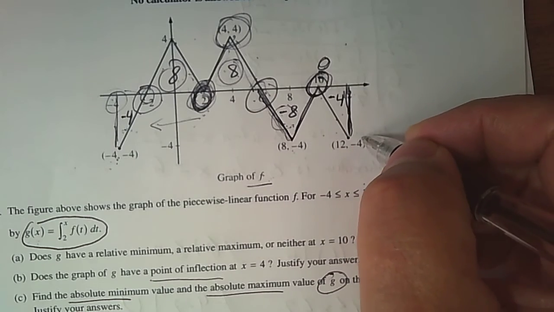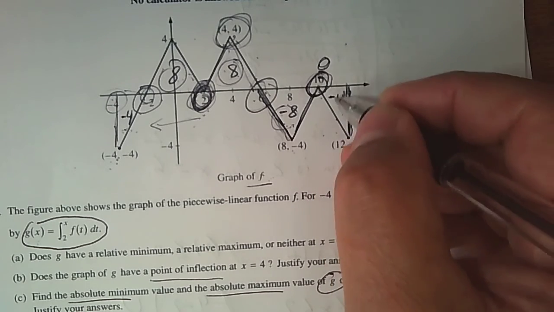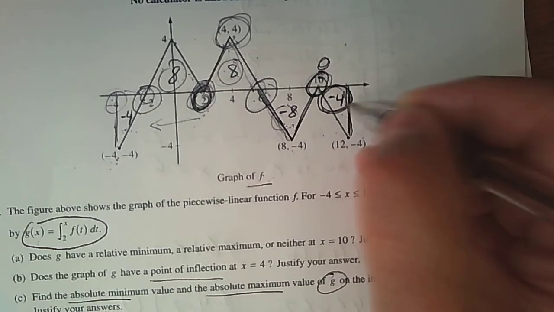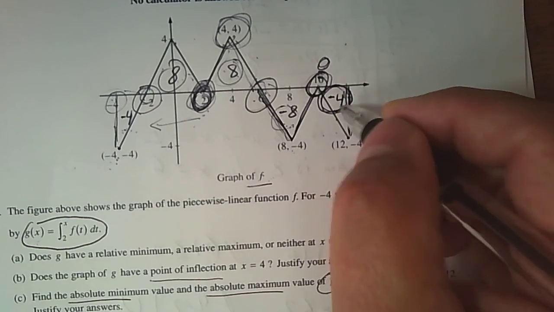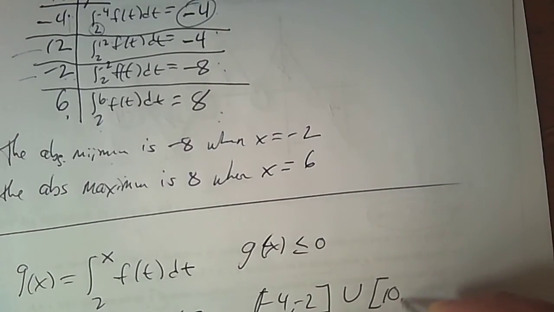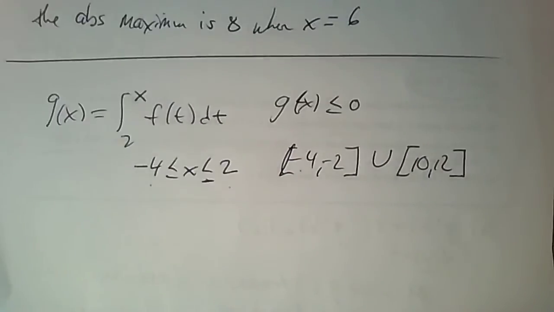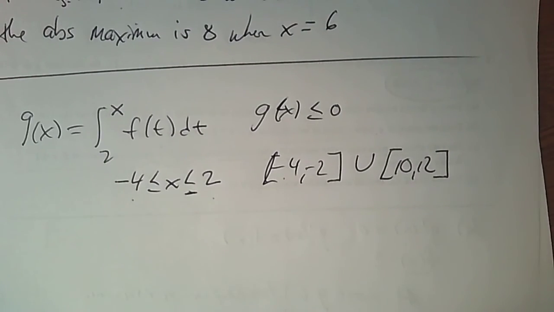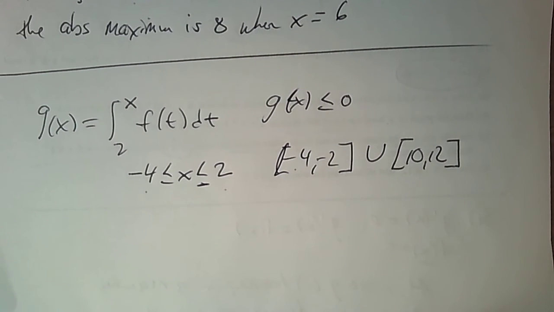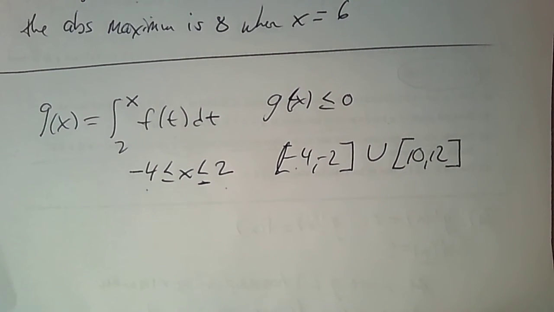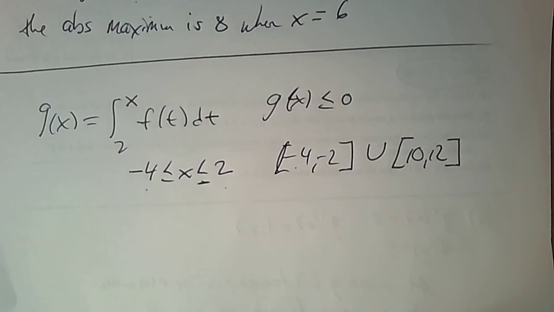So where is it negative again? Well, after 10, now the answer goes decreasing by 4. So the answer is negative again after 10. So where's the next interval where it's negative? And the answer is from 10 to 12. And it includes 10 to 12 because 0 is included. So where are the two intervals where the function has negative values? It's negative 4 to negative 2 and 10 to 12.